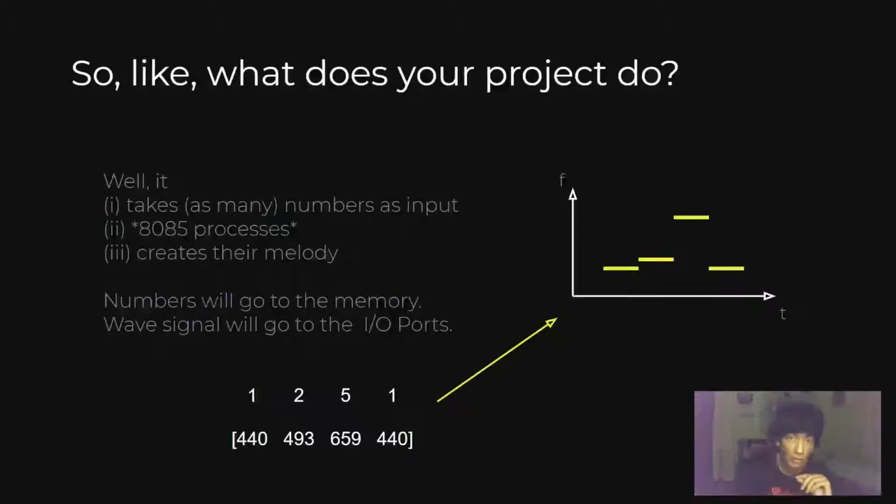Moving ahead, now I'll try to describe what my problem actually is, what this project actually does. It's really simple. You input some numbers. I'll tell you what those numbers are and what they stand for. Then the microprocessor is used to process these numbers, and through them it creates a melody, a square waveform melody. Melody means that in the time domain, the frequencies play as follows.